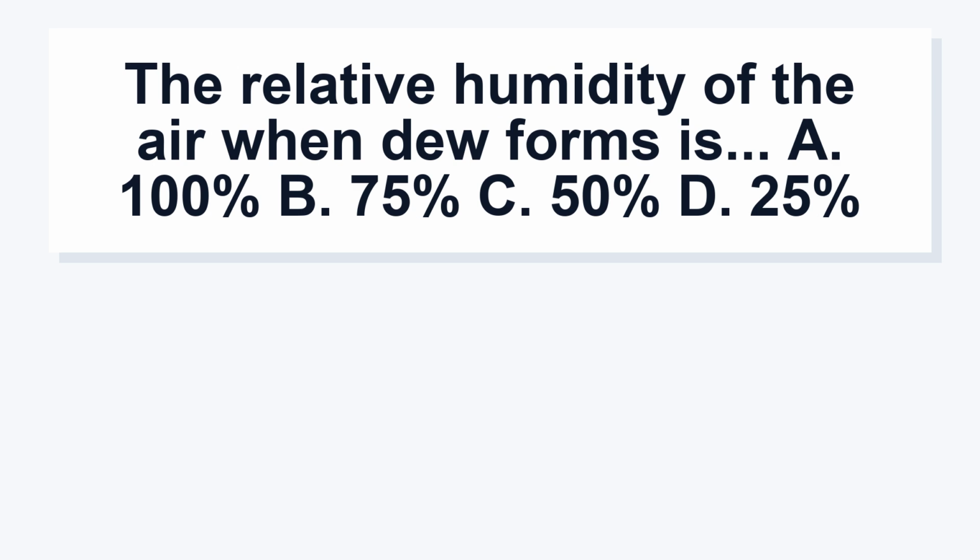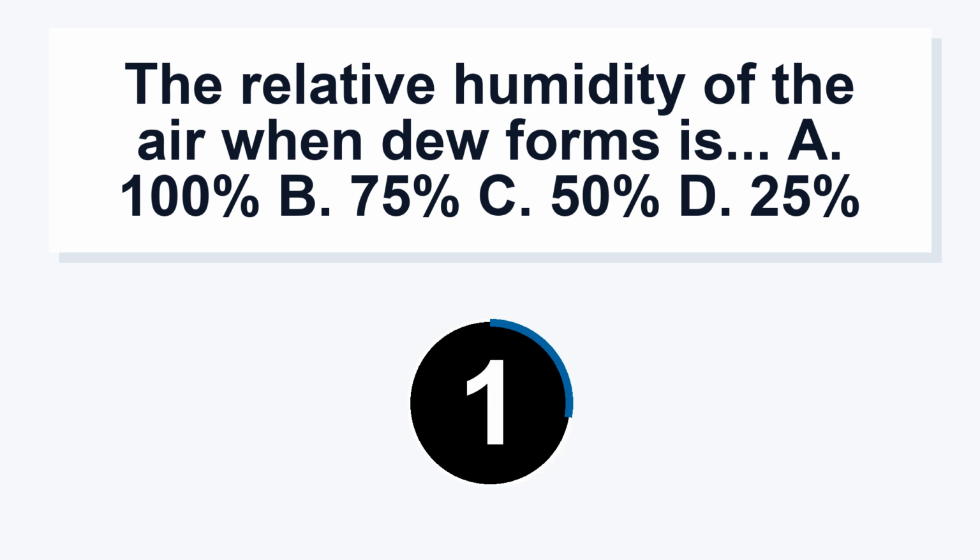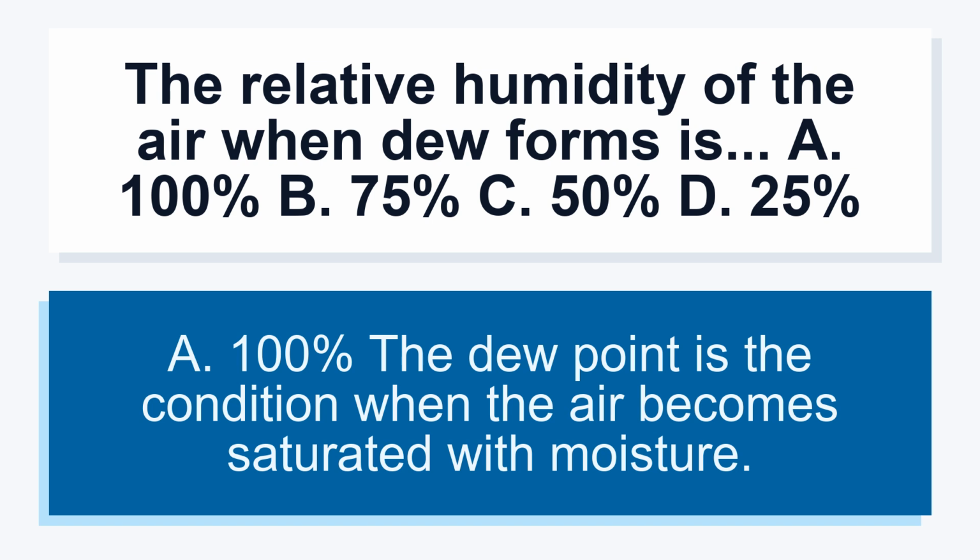The relative humidity of the air when dew forms is: A. 100%. B. 75%. C. 50%. D. 25%. A. 100%. The dew point is the condition when the air becomes saturated with moisture.